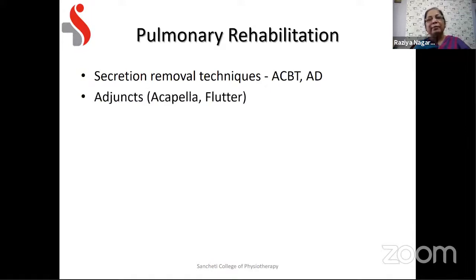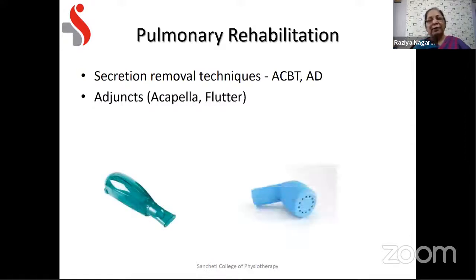Again, we can have different devices which will help in this secretion removal. These are a cappella or a flutter. These have a vibrating bowl inside, and it creates a positive pressure inside, creating vibration, which helps in mobilizing the secretion upwards and helps the patient to cough it out from the lungs.